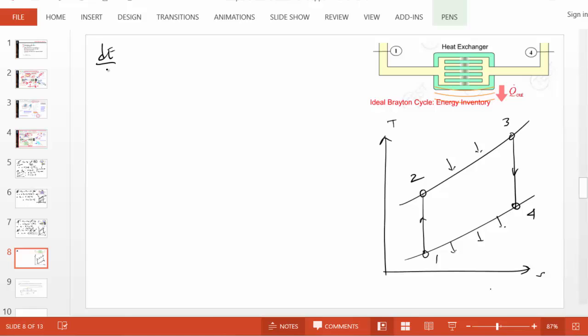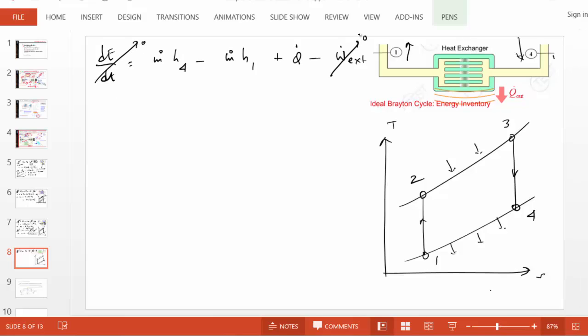The energy equation: m dot h4 is the inlet, h1 is the exit. This is the standard energy equation applied to the system where flow goes in at 4 and comes out at 1. Steady state, no external work. So if we customize this equation for this system, what will happen to q dot?